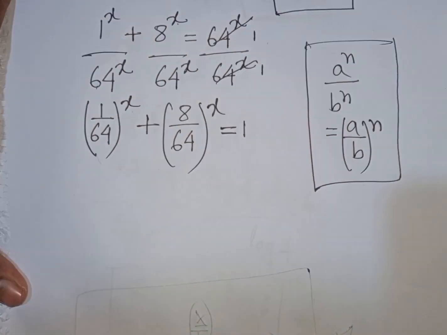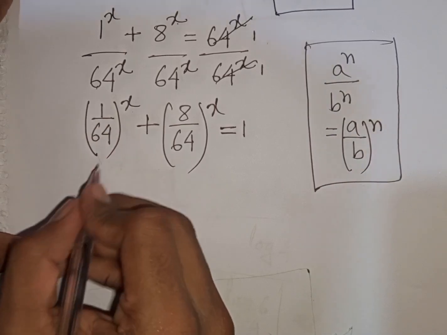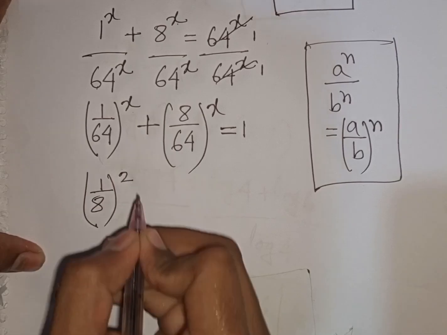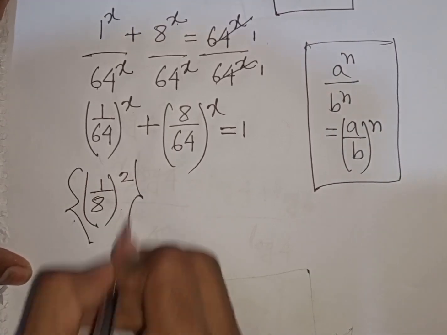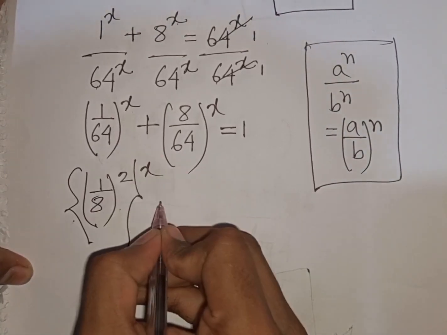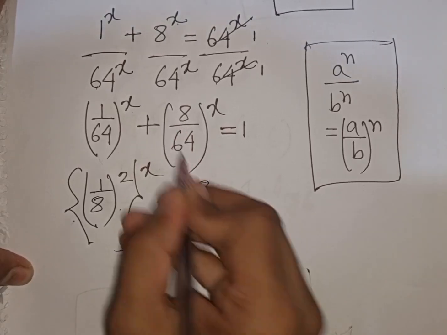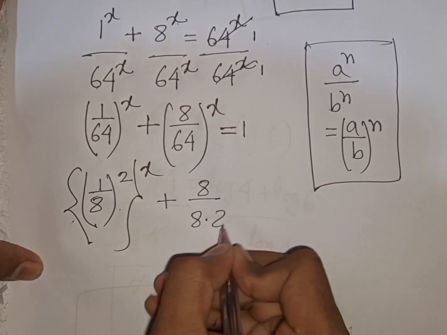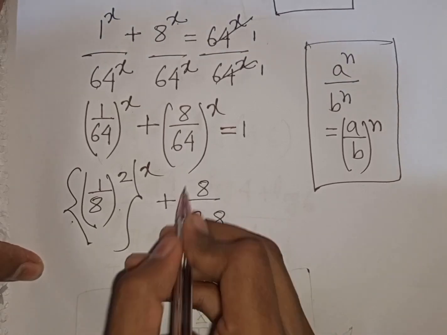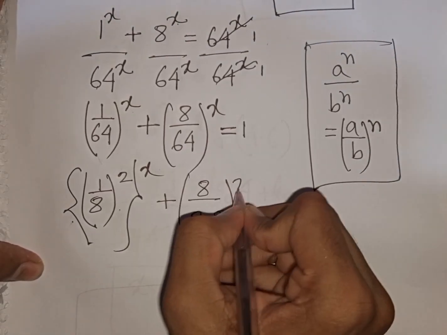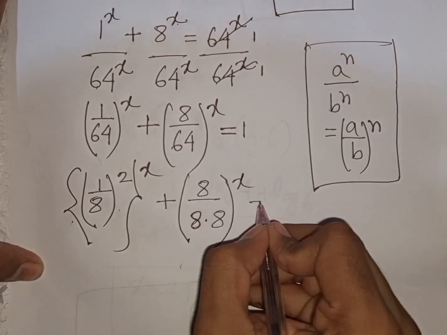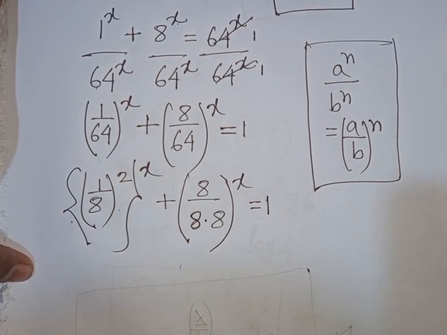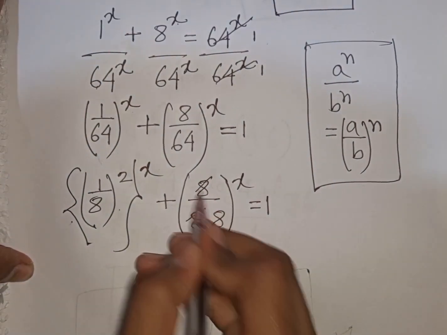Now, 1/64 can be written as (1/8^2)^x, plus 8/64 can be written as 8 over 8 times 8, then to the power of x is equal to 1. Now, we see this 8 will be cancelled.